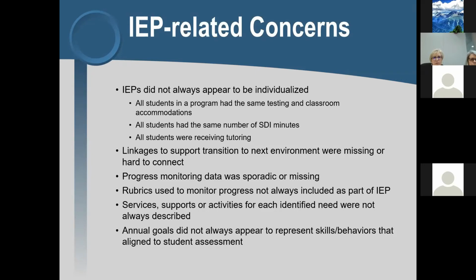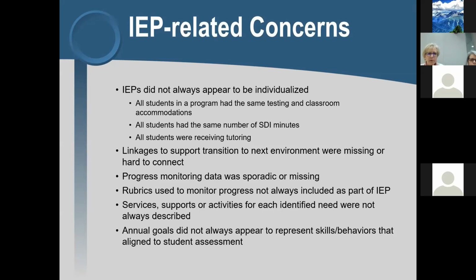Linkages to support transition to the next environment were missing or hard to connect. So if the student had a need, for example, in the area of employment, but VR didn't seem to be involved with that student, that's a problem. Number one, they should have been involved on the pre-ETS level and then been handed off to whoever the VR counselor is in that next environment. But if there's not documentation to state that, then it makes it feel like those connections are not being made. That might not be the truth, but it's important to have that documentation within the IEP because then we know it's happening.